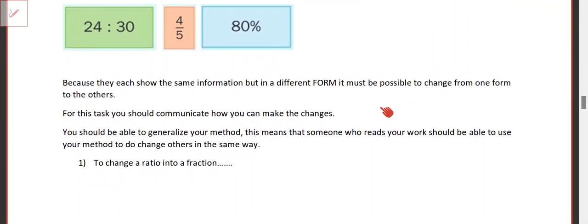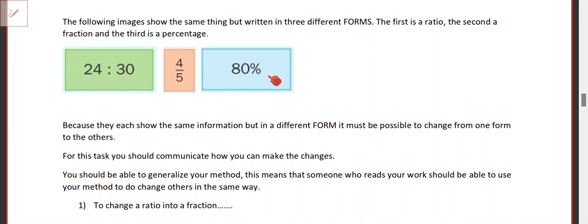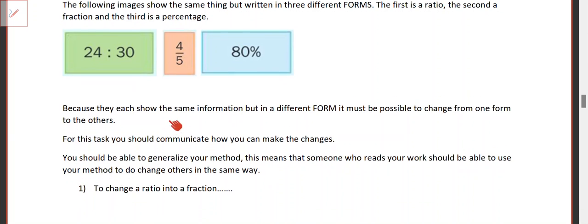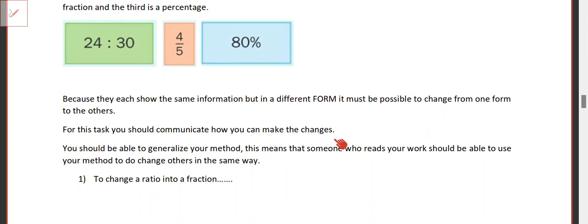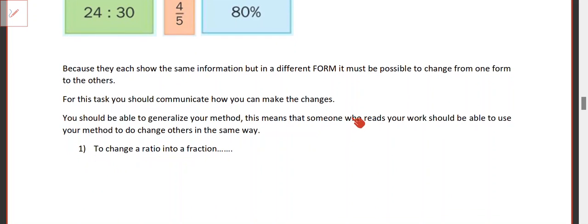Let's go on to the answers then. So I've said these are different forms. You know that now, right? You all know how to do these things now? Because they show the same information but in a different form, it must be possible to change from one to the other. This time, you should communicate how you can make the changes. You should be able to generalize your method. It means someone who reads your work should be able to use your method to do others in the same way. So you can't give one example and go, that's it.